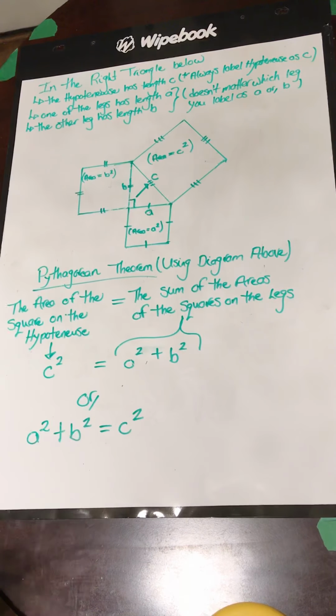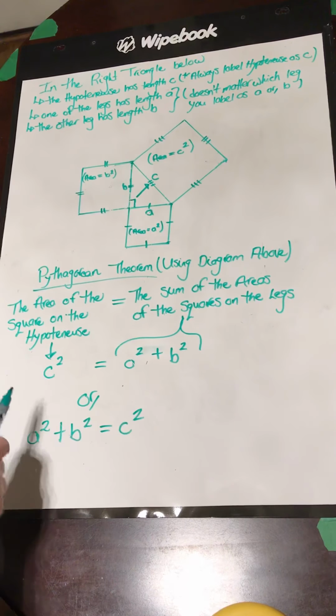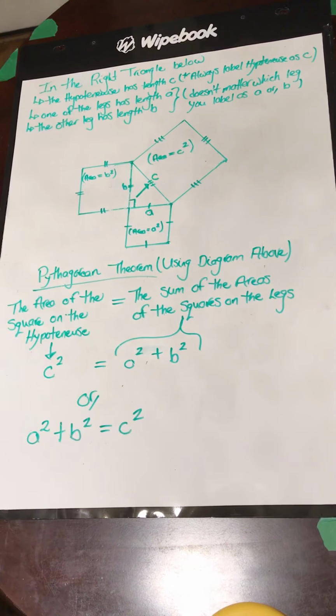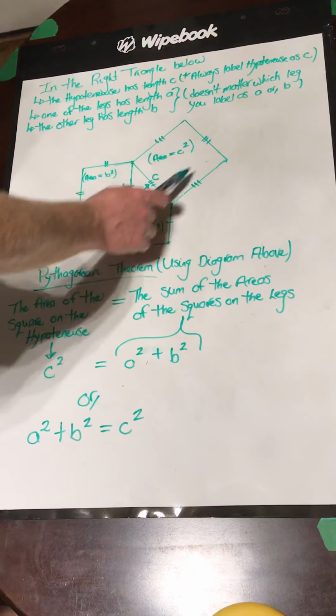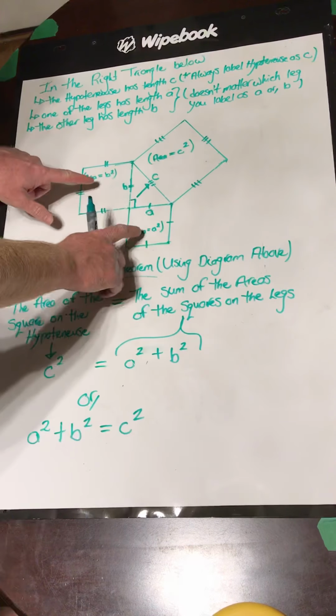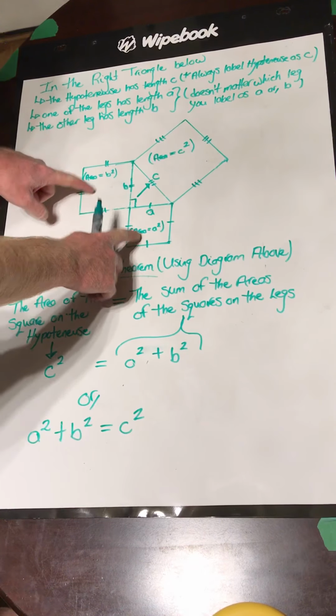So what this guy in ancient Greece, Pythagoras, figured out, and that's why it's called Pythagorean theorem after him, is that the area of the square of the hypotenuse is equal to the sum of the areas of the squares of the legs. So this square on the hypotenuse is equal to these two squares on the legs.